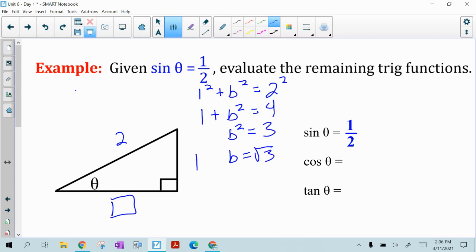So therefore, my box now can get filled in by the square root of 3. So I'm going to say cosine is adjacent over hypotenuse, square root of 3 over 2. And the tangent here is going to be 1 over the square root of 3.